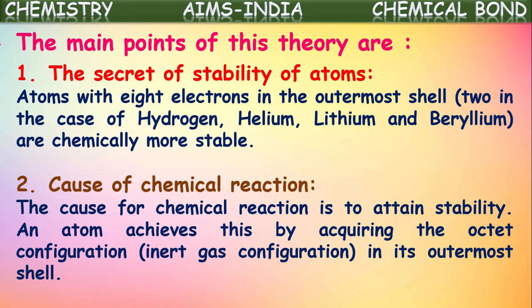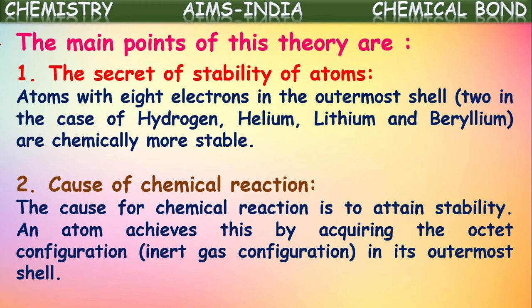Elements will try to attain a stable configuration. Because of this reason, elements will participate in chemical bond formation and form numerous chemical compounds. Okay, so the cause for the chemical reaction is to attain stability. An atom achieves this by acquiring the octet configuration, that is, the nearest inert gas configuration in its outermost shell.